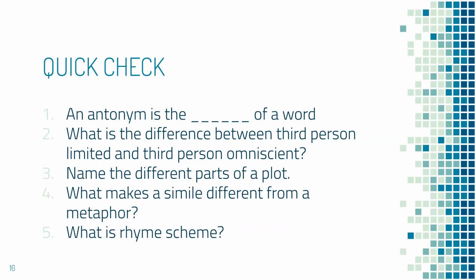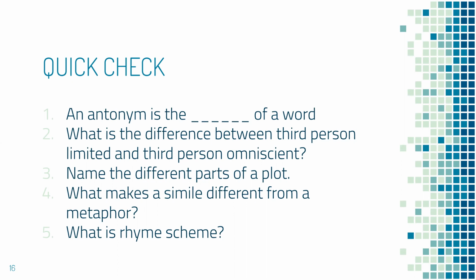Okay, now we're going to do a quick check. 1. An antonym is the blank of a word. It's the opposite of a word. 2. What is the difference between third person limited and third person omniscient? Third person limited is when you only see one character's point of view, while third person omniscient is where you see multiple. 3. Name the different parts of a plot.